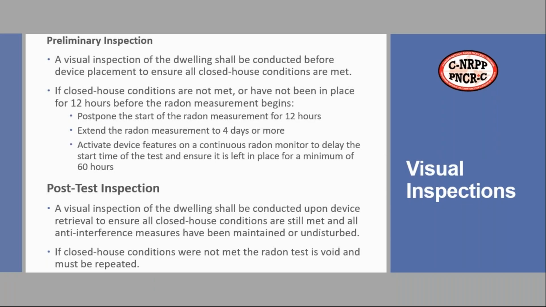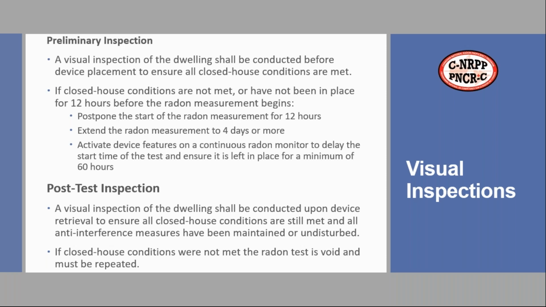Now, there must be an inspection conducted before and after the radon test. The preliminary inspection is a visual inspection of the dwelling, and shall be conducted before device placement to ensure all closed house conditions are met. If closed house conditions are not met or have not been in place for 12 hours before the radon measurement begins, postpone the start of the radon measurement for 12 hours, or extend the radon measurement to more than 4 days, or activate the device features on the continuous radon monitor to delay the start time of the test and ensure that it's left in place for a minimum of 60 hours.